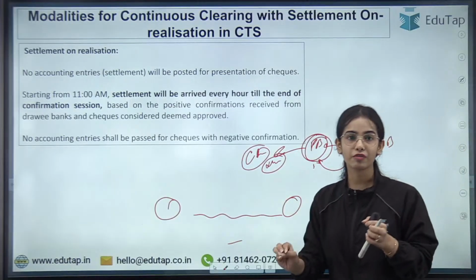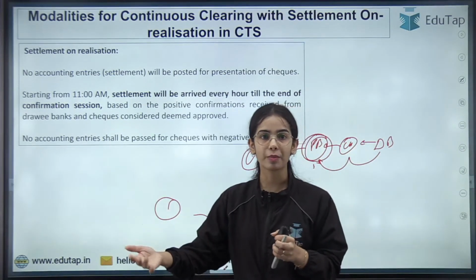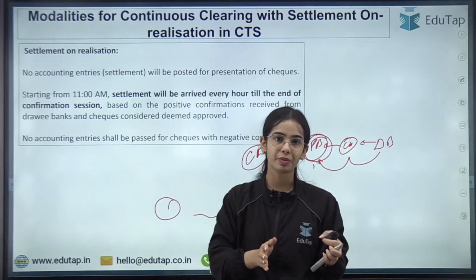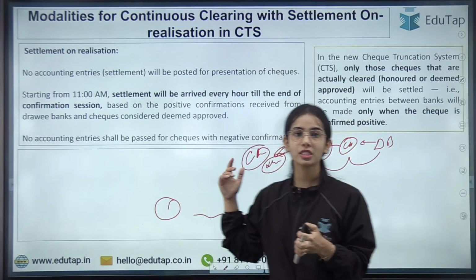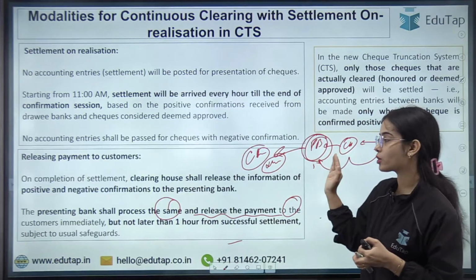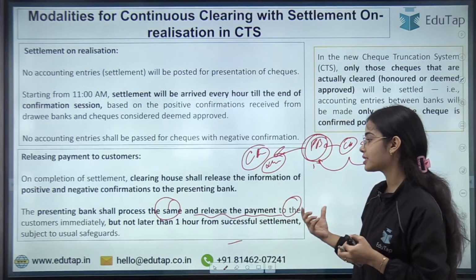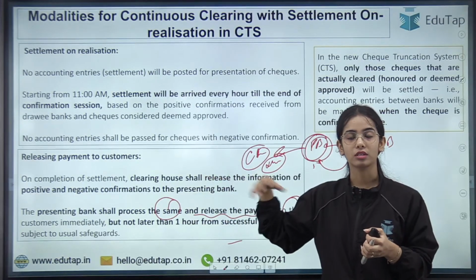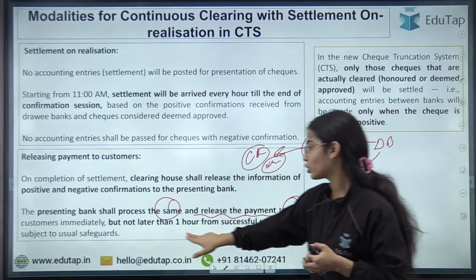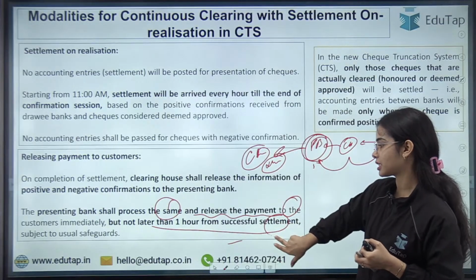Once there is a positive confirmation, the settlement should happen from the drawee bank to the presenting bank. And once the presenting bank has received the money, the clearing house should inform the presenting bank, and the presenting bank should verify and release the money to the customer not later than 1 hour from the successful settlement.